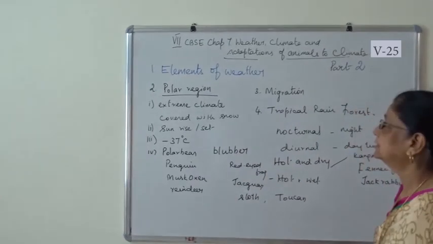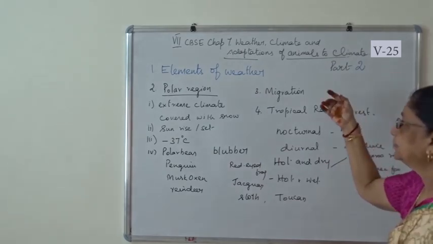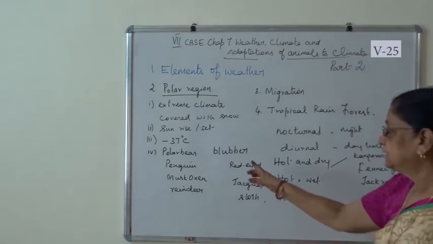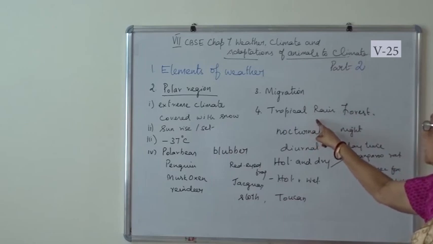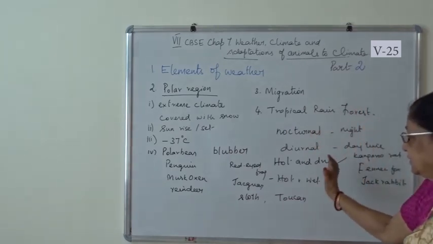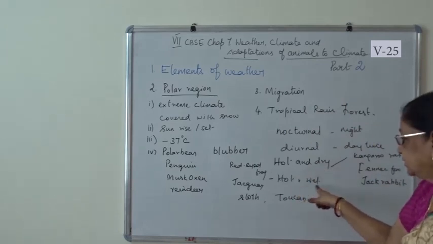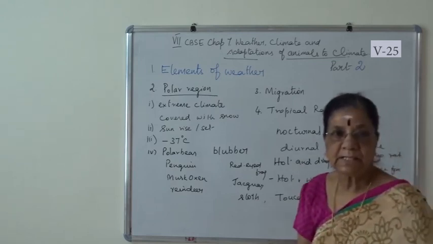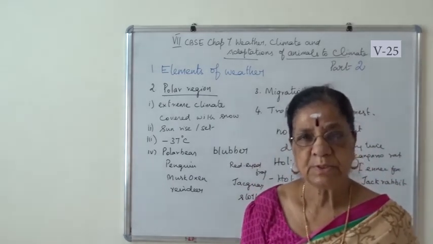So here in this video session 15, we have done adaptations of animals to climate: polar region, then migration, then tropical region. In the tropical region we have learned hot and dry climate and hot and wet climate. These are the animals and the adaptations we have seen. I hope you have understood.